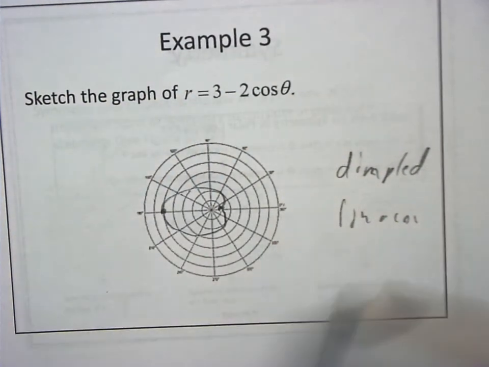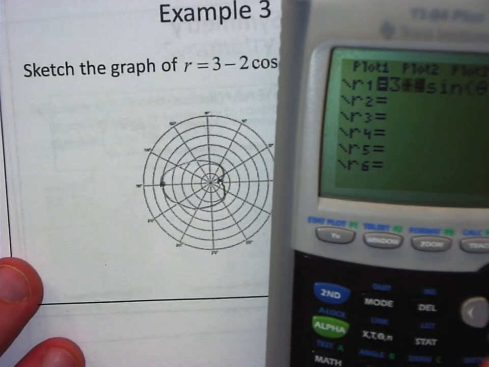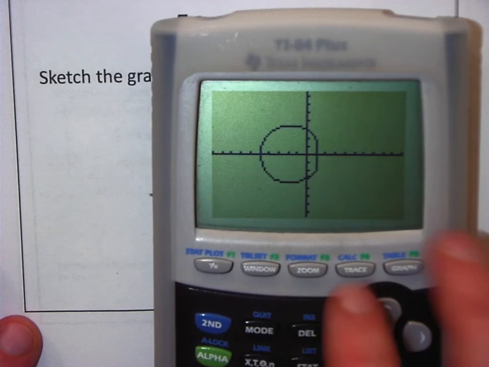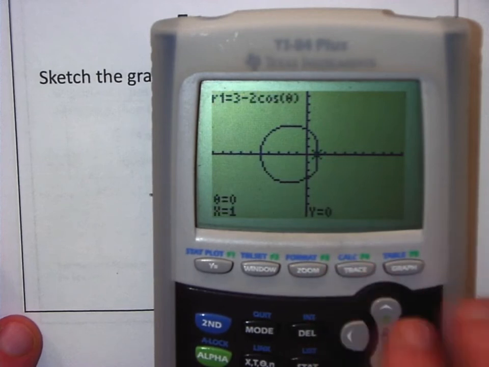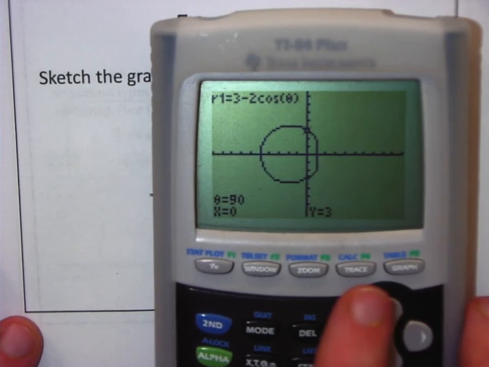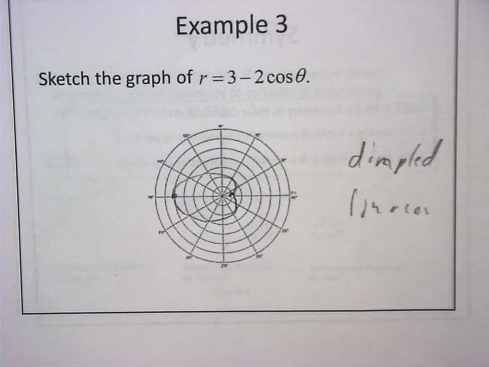Okay, let's look at it. It goes up exactly 3. I disagree. At that position, mine goes up more. 90 degrees, it's at 3. So it goes through 3. Mine goes to 3.4.